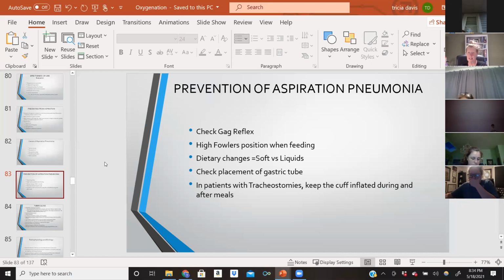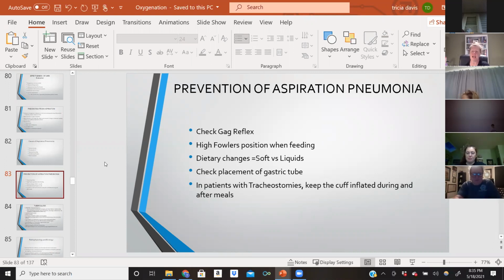So with tube feedings, we always want to make sure when we give our patients tube feedings that we keep the head of the bed elevated. Dietary changes, we want to be aware of those soft diets or liquids. Can they tolerate them? We want to check the placement of that G tube. So if we put an NG tube in, we want to make sure we get X-ray confirmation before we use it.